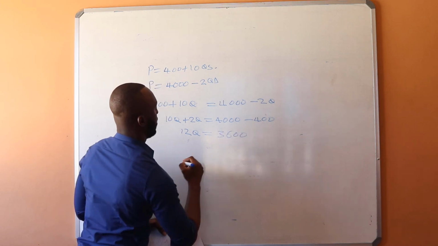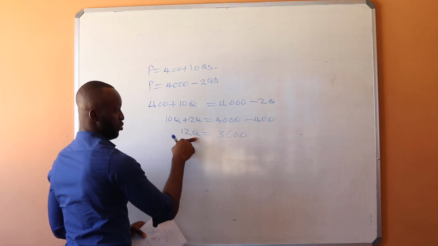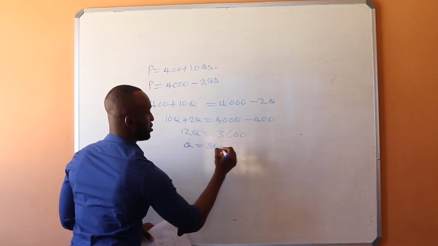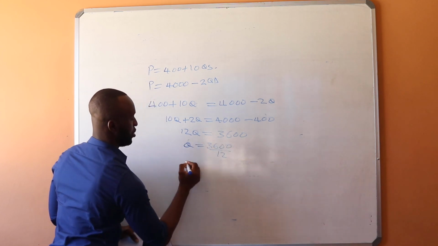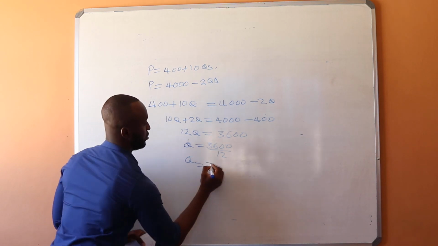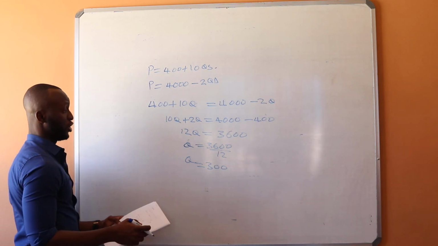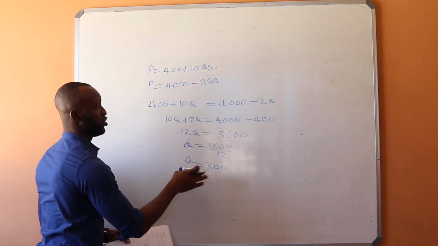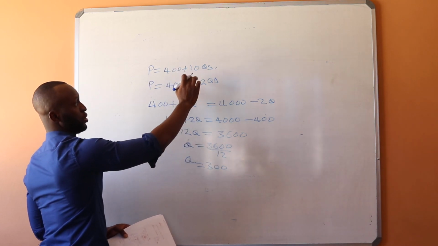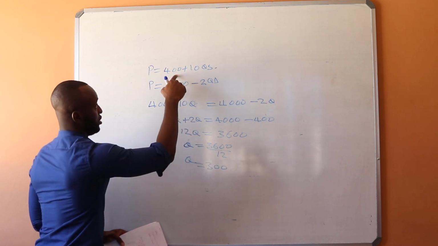Which is equal to 3,600. And if you divide both sides by 12 in order to eliminate it and find Q, Q is equal to 3,600 divided by 12. And your Q is equal to 300. Now that you solve Q, what you can do now is to substitute Q either into the first equation or the second one. Let's substitute Q into this equation.